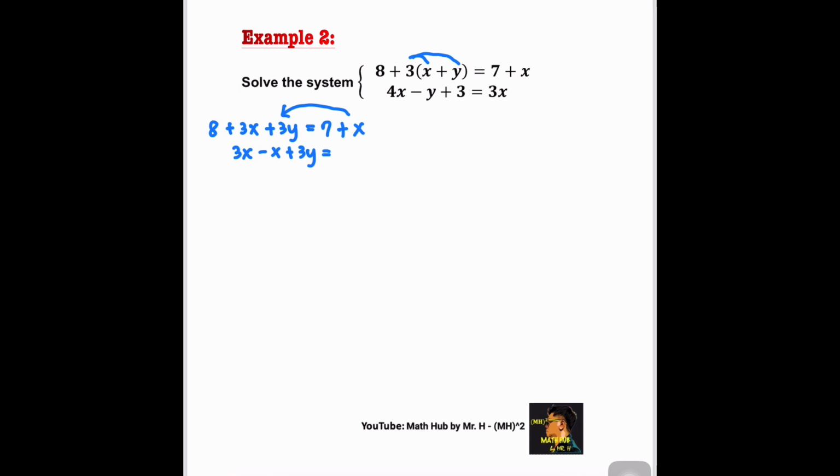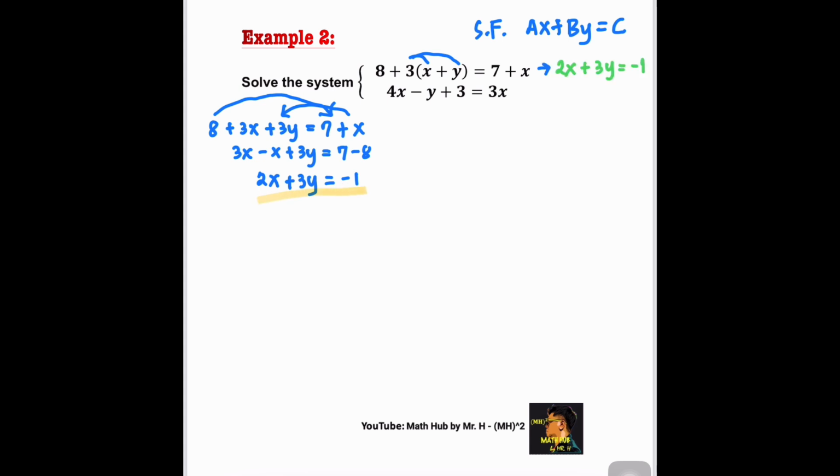So we're going to be writing this equation in standard form. Okay, standard form: ax plus by equals c, as the constant term. All right, so 7 stays on the right, so copy positive 7. However, positive 8 will jump over to the right, which will make it negative. Then we simplify. So 3x minus x is 2x, 3y copy, equals 7 minus 8 is negative 1. Therefore, our equation 1 is this.